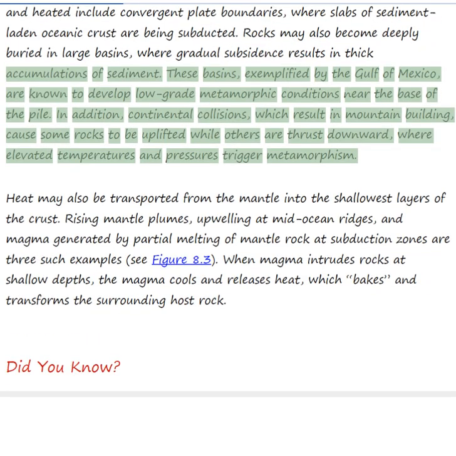accumulations of sediment. These basins, exemplified by the Gulf of Mexico, are known to develop low-grade metamorphic conditions near the base of the pile. In addition, continental collisions, which result in mountain building, cause some rocks to be uplifted while others are thrust downward, where elevated temperatures and pressures trigger metamorphism.